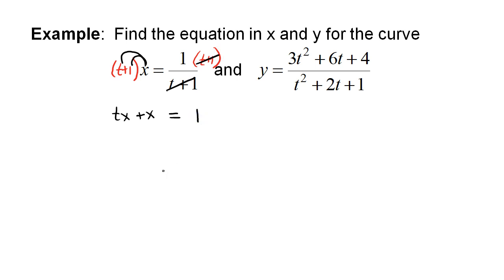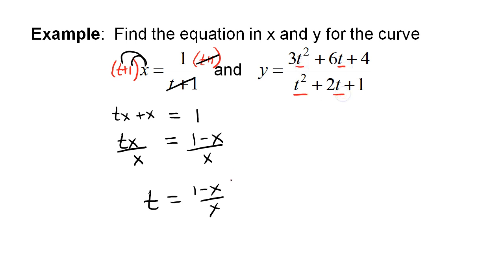Now I'm solving for t, so I've got tx. I'm going to subtract x on both sides, so it shows up on the right. Then I'm going to divide by x on both sides, and it looks like I've got t equals 1 minus x over x. So that means over here, every place I see a t, I need to substitute this stuff. So let's take a look at what that looks like.